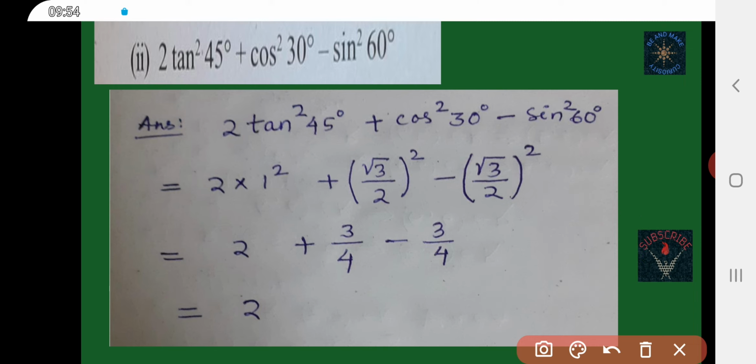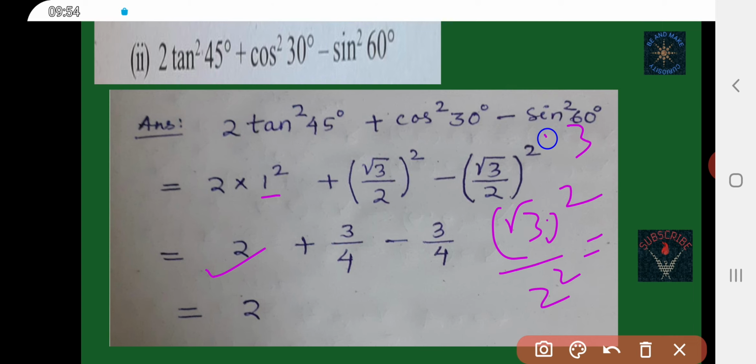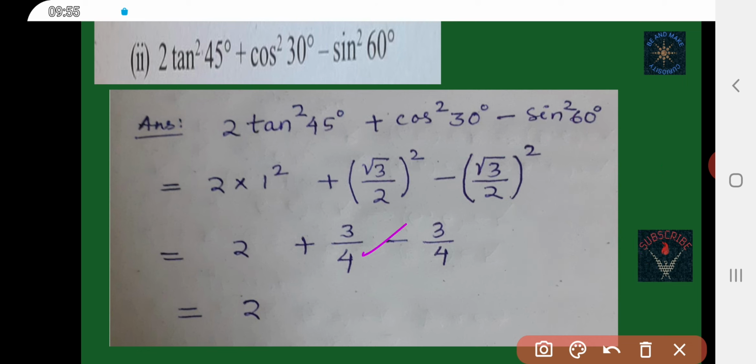So here 2 into 1 is 2, plus root 3 square by 2 square. Root 3 square means root 3 into root 3, that is equal to 3. So 3 by 2 square, which is 4, so 3 by 4. Here 3 by 4, and here also 3 by 4. Now this and this cancel, then you get 2.